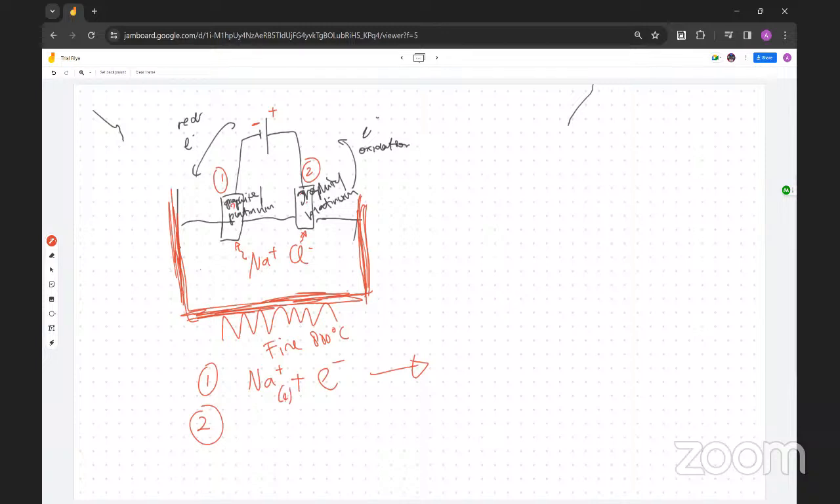Balance. No, no. I'm really asking you what happened to the Na plus when meeting electron. There's no balancing to do right now because the right-hand side is not clear yet. You have to have the right-hand side before you can balance.